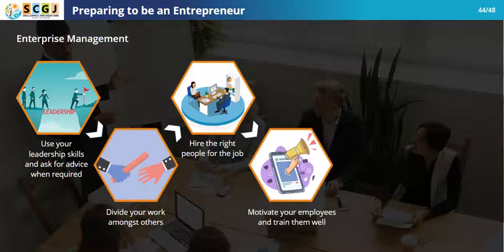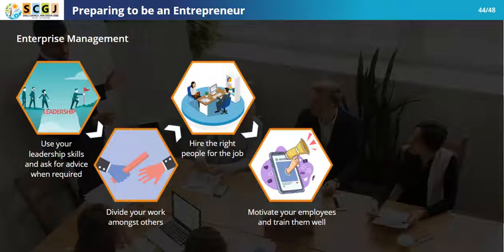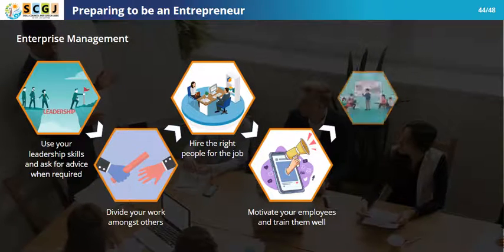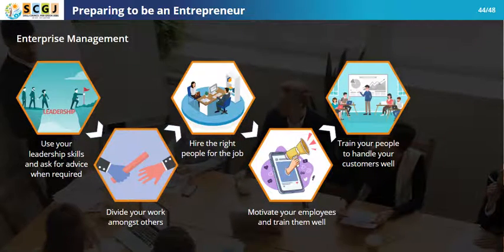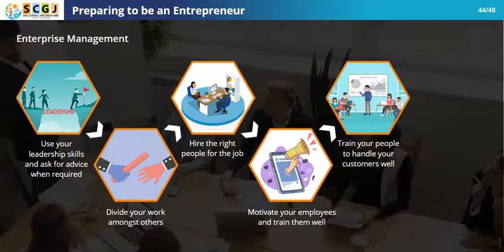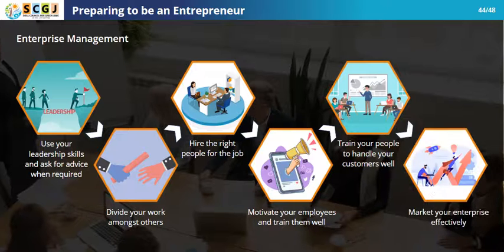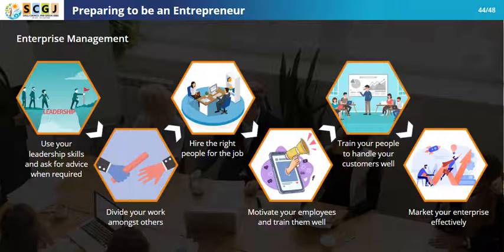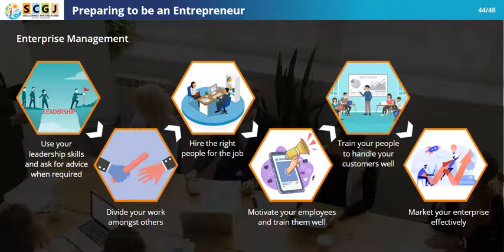4. Motivate your employees and train them well. Use techniques such as recognition, bonuses, and rewards for achievements. 5. Train your people to handle your customers well. Show them how you sincerely listen to your clients and your efforts to understand their requirements. 6. Market your enterprise effectively, using your skills and the skills of your employees. Implement these steps and realize how much easier managing your enterprise becomes.